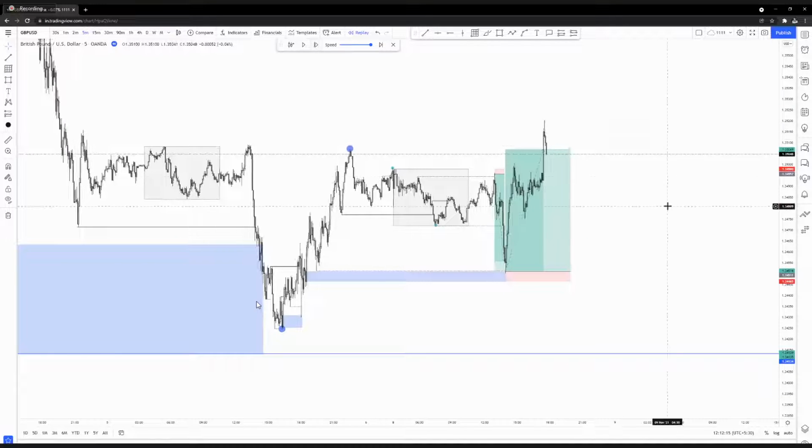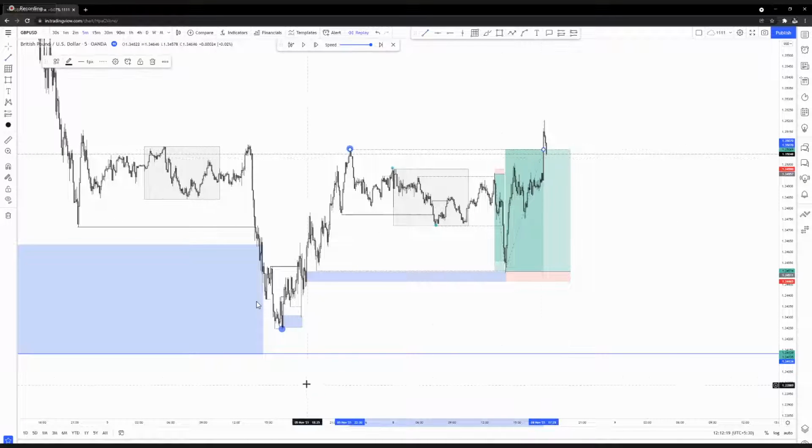And then into the targets. Just like that. So you have that. And yeah, the 4-hour structure was broken right here.